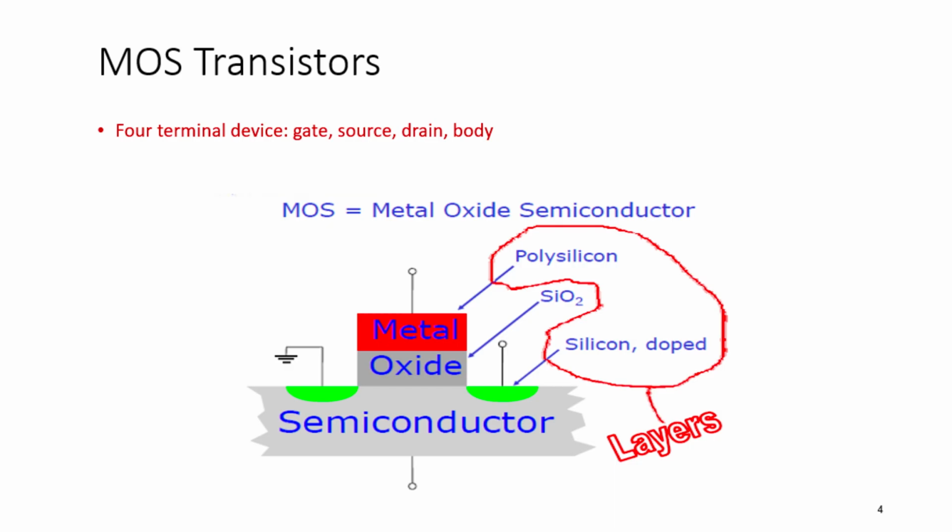MOS transistors have four terminals: gate, source, drain, and body. The voltage applied to the gate controls the current flow between the source and the drain. In digital circuits, these MOS transistors act as switches, which is fundamental to how logic gates operate.